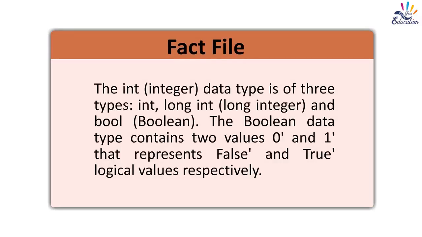Fact file. The int integer data type is of 3 types: int, long integer, and bool, boolean. The boolean data type contains 2 values, 0 and 1, that represent false and true logical values respectively.